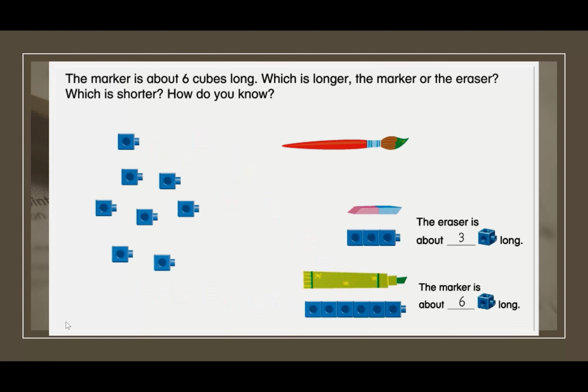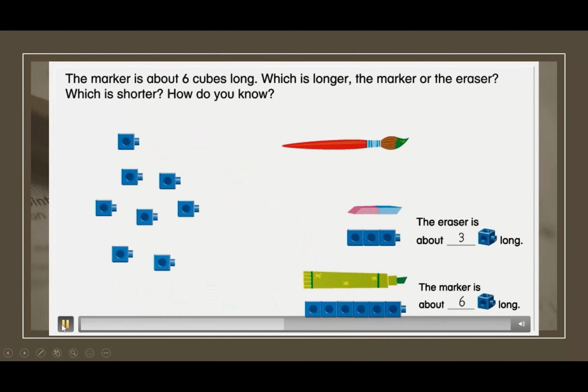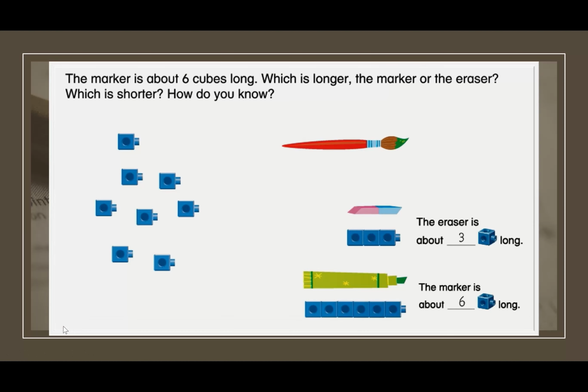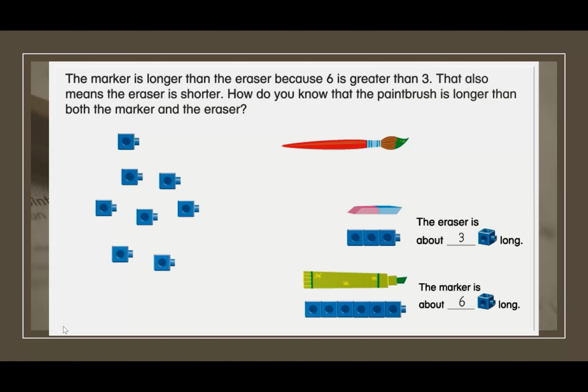Which is longer, the marker or the eraser? Which is shorter? How do you know? The marker is longer, right? The marker is longer than the eraser because 6 is greater than 3. That also means the eraser is shorter.